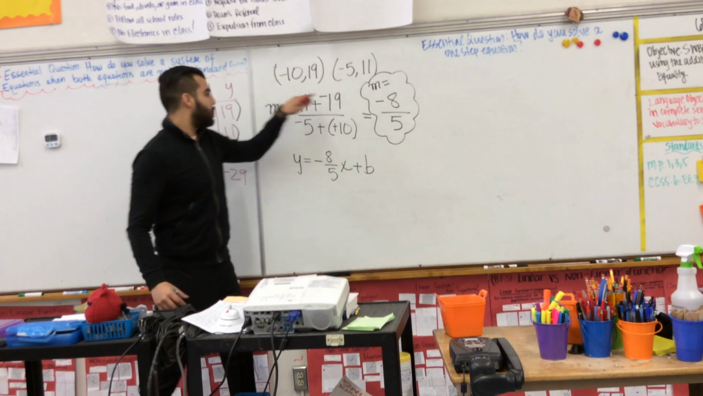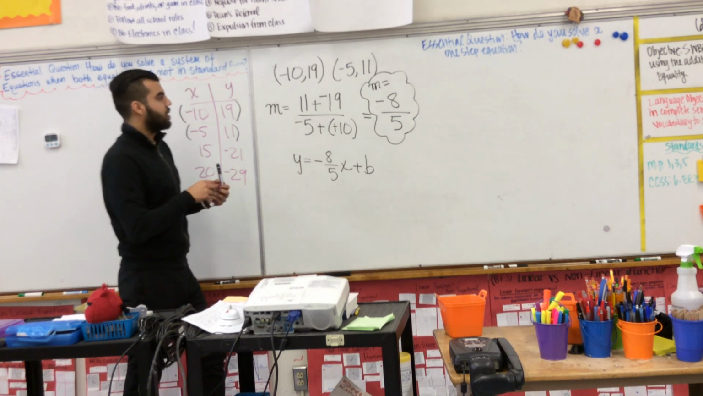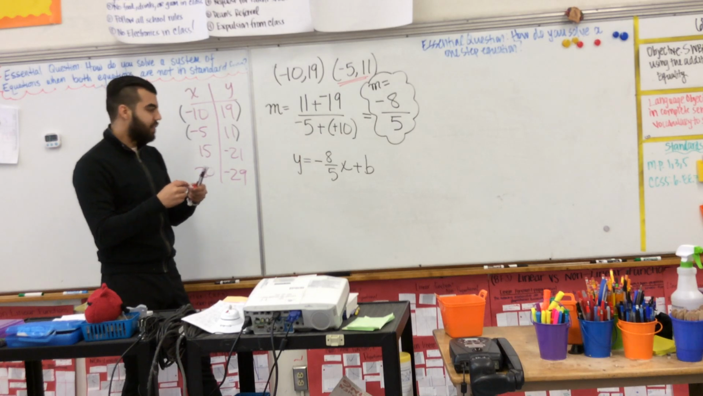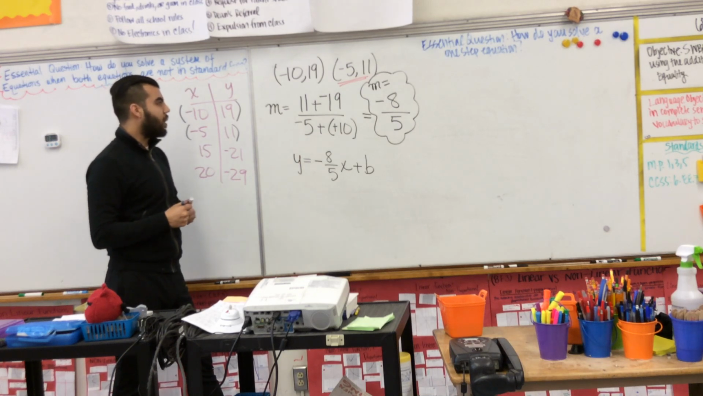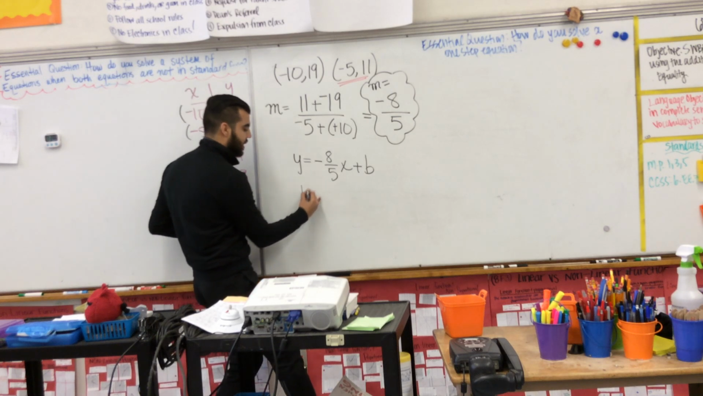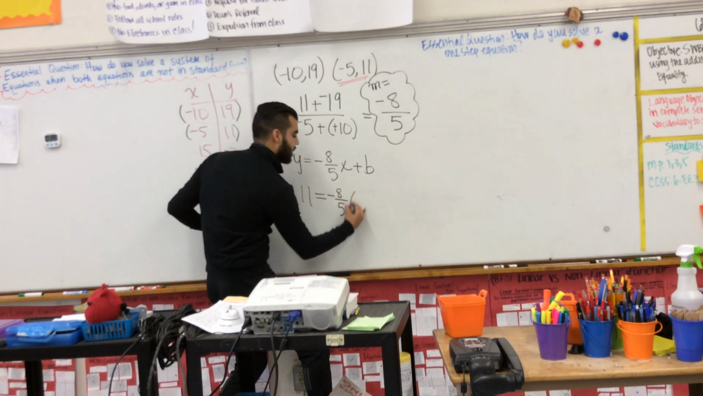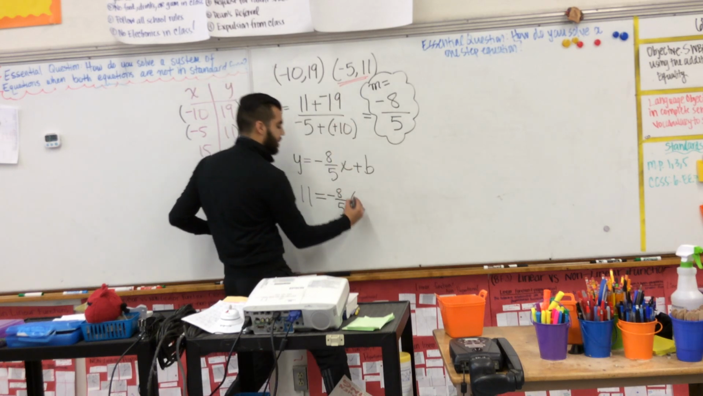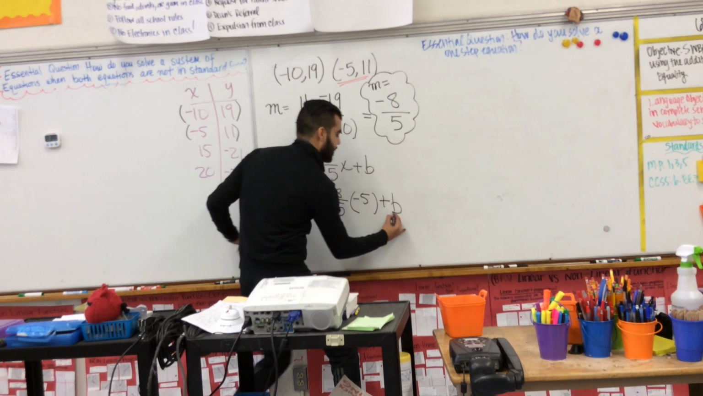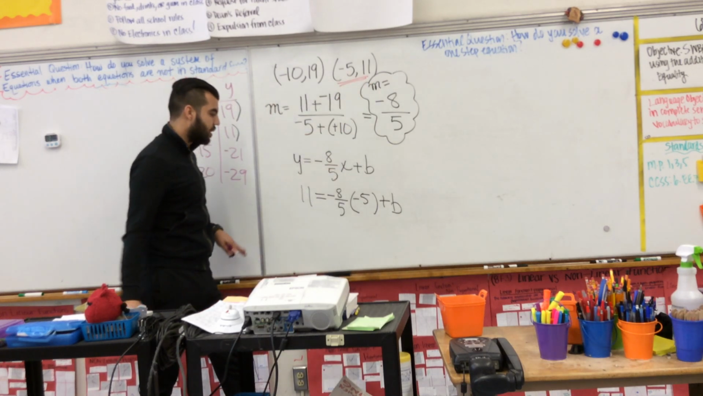Go back to one of these 2 points and solve for b. I'm going to choose this one. I feel like this one's easier to use. -5, 11. So my y value from this coordinate is 11. So I have 11 equals -8 over 5. My x coordinate is -5 plus b. So I pretty much replaced the x and the y into my equation.